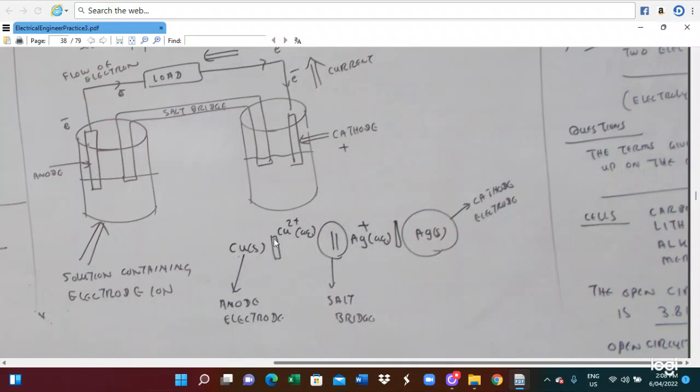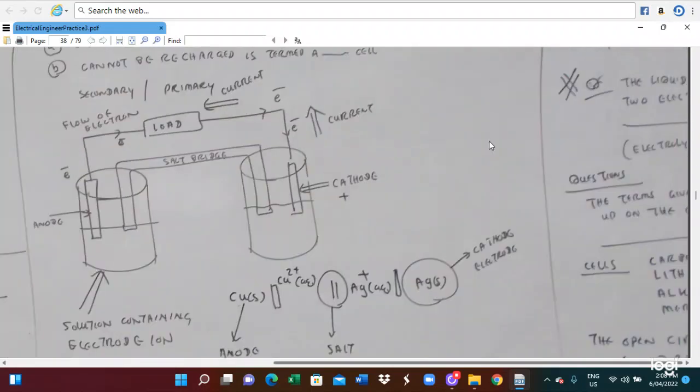So this is copper sulfate solution. The anode electrode provides the Cu2+, and the salt bridge includes Ag, and this is the Ag cathode electrode. All these cathodes and anodes are called the positive and negative charge, and we supply the electricity.